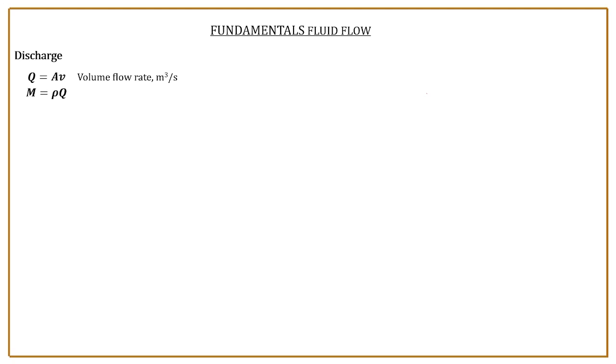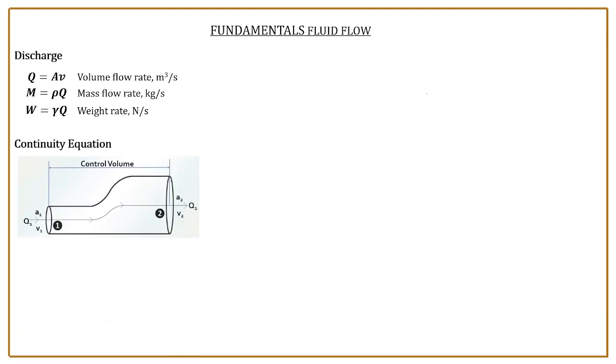And then M is equal to the density times the Q, or the volume flow rate. This is called mass flow rate, wherein its unit is kilogram per second. Another one is W equals the unit weight times the flow rate Q. This is called weight rate. This is in terms of Newton per second.